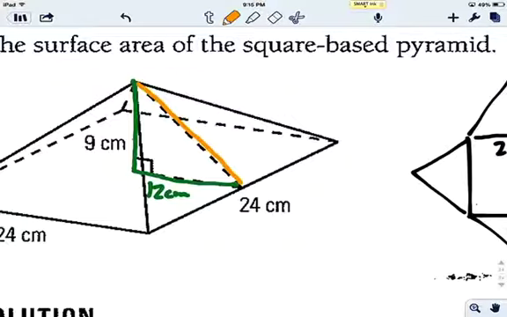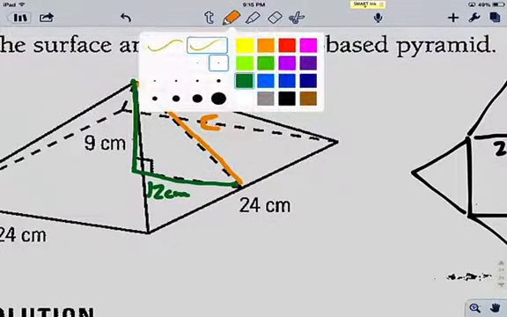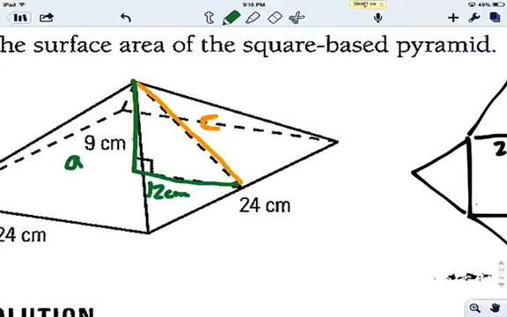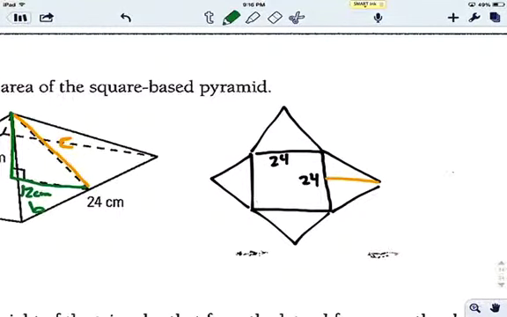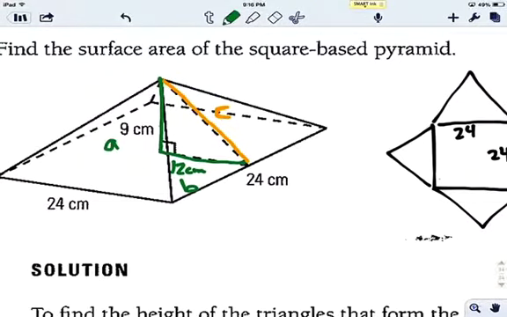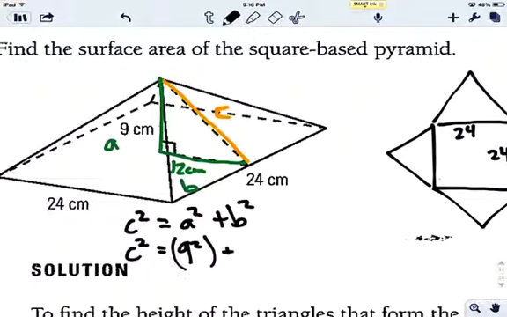If we label this triangle in there accordingly, that orange piece is going to be C. This piece in here, the 9, I'll just label A, and the 12 I'm going to label B. Now we need to find that C value because that's what we need to use here to find that area. So let's see if we can't find that C value. Pythagorean theorem says C squared is equal to A squared plus B squared. We don't know the C value, we keep it the same. A is 9, so we'll put that as 9 squared plus B squared, which is 12 squared, so we got 9 squared plus 12 squared.